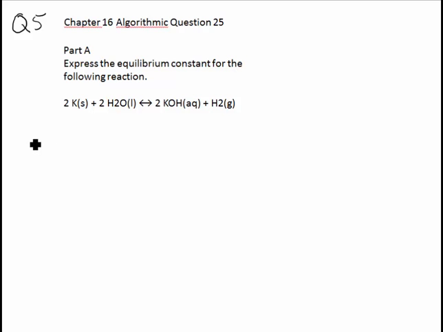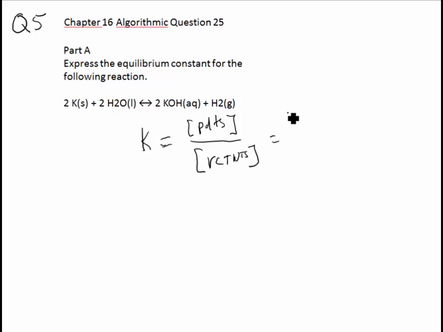So this is fairly straightforward for question 5. Just write the equilibrium constant. So K is always equal to the concentration of the products over the concentration of the reactants.